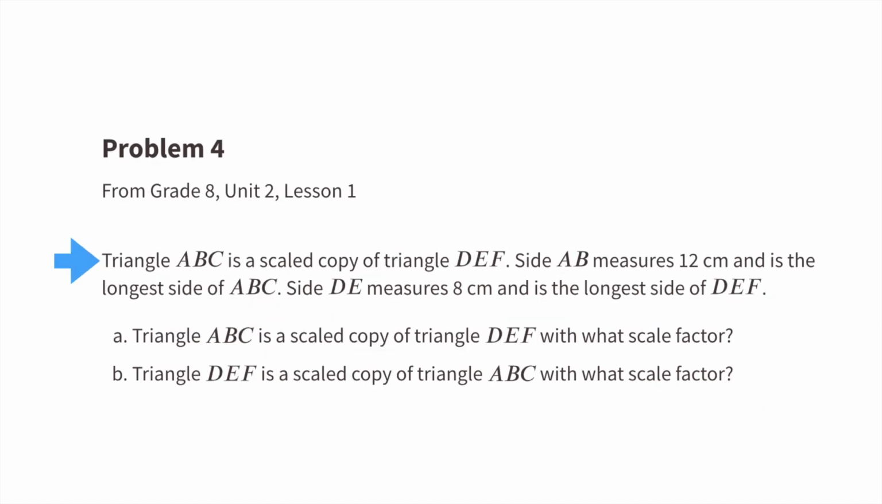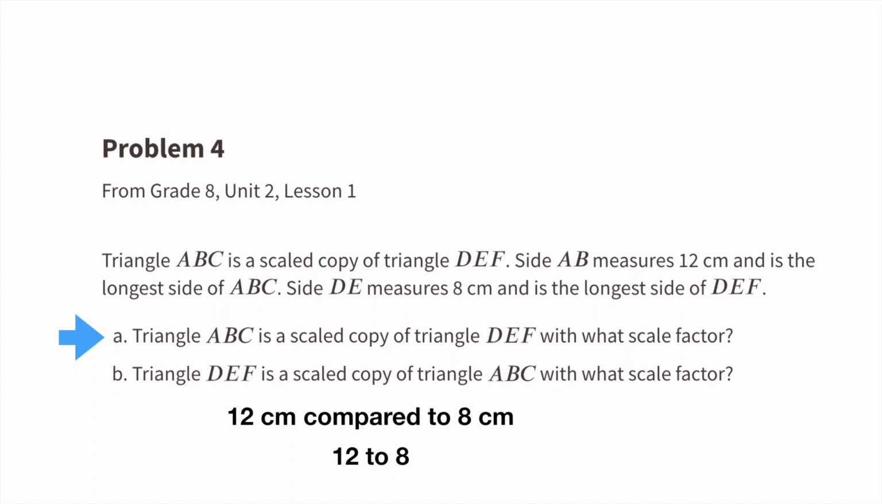Number 4. Triangle ABC is a scaled copy of triangle DEF. Side AB measures 12 centimeters and is the longest side of ABC. Side DE measures 8 centimeters and is the longest side of DEF. A. Triangle ABC is a scaled copy of triangle DEF with what scale factor? Well, 12 centimeters compared to 8 centimeters is the same as a 12:8 ratio, which is the same as 3:2 or 3/2. The scale factor would be 3/2.